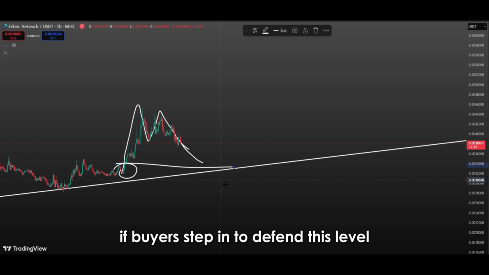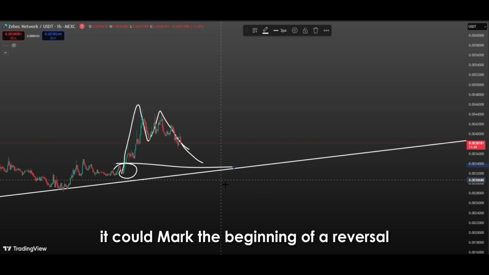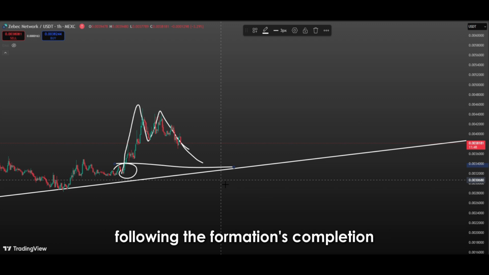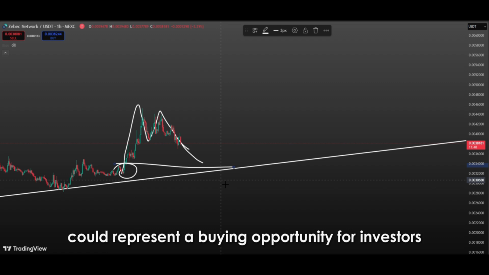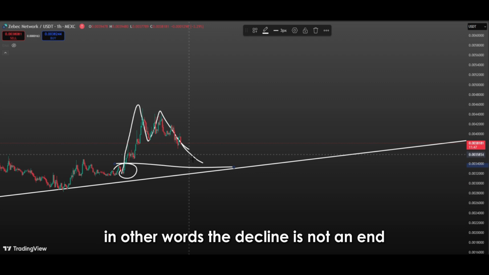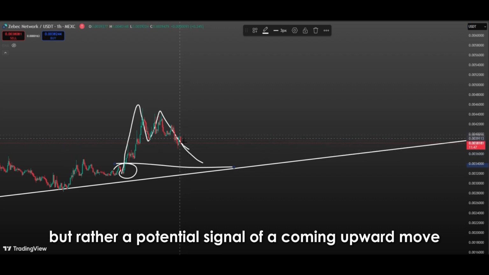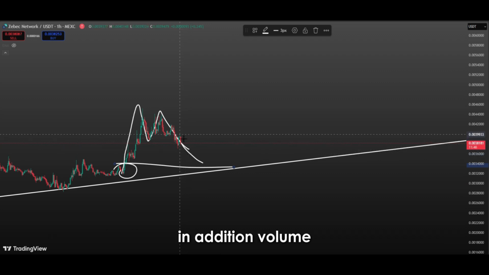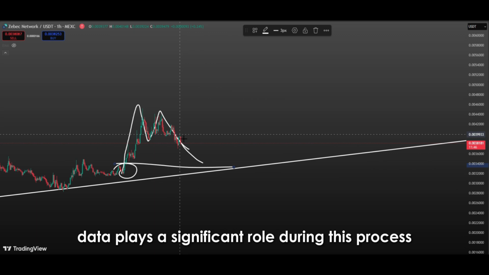If buyers step in to defend this level, it could mark the beginning of a reversal following the formation's completion. This means the current pullback could represent a buying opportunity for investors. In other words, the decline is not an end, but rather a potential signal of a coming upward move. In addition, volume data plays a significant role during this process.